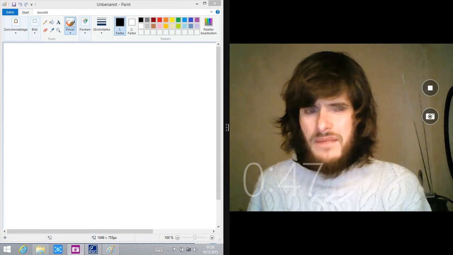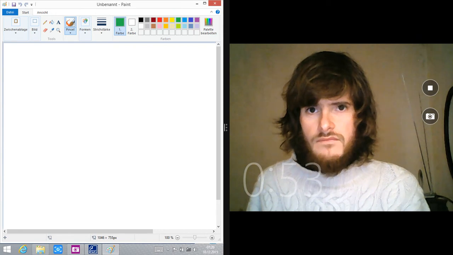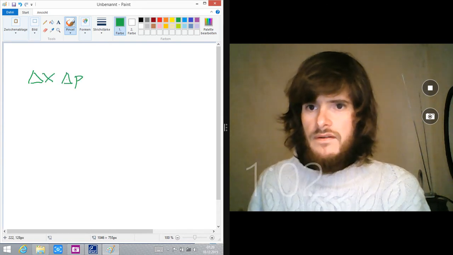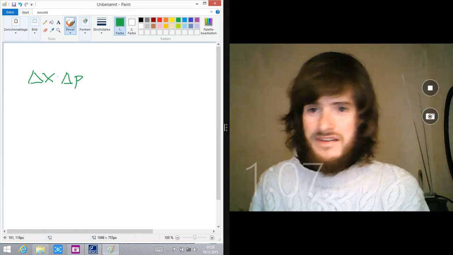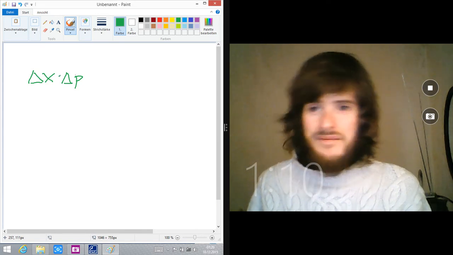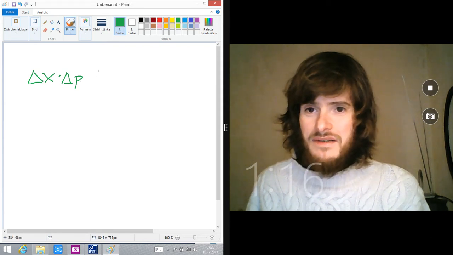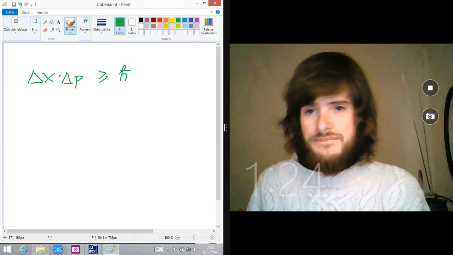Okay, what I've done is I've taken the Heisenberg relation, where the delta x and the delta p, this is, for whom do I explain it? I explain it only for one person who does it, and not for the majority. Delta x and delta p is larger than h bar, half.